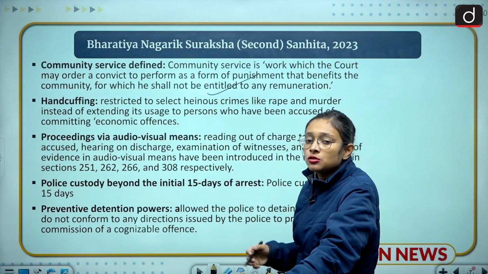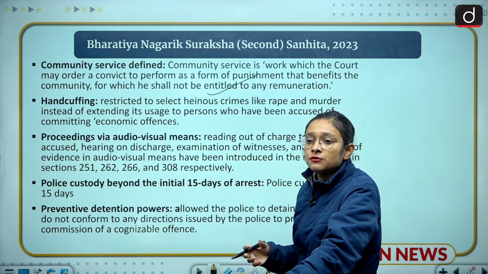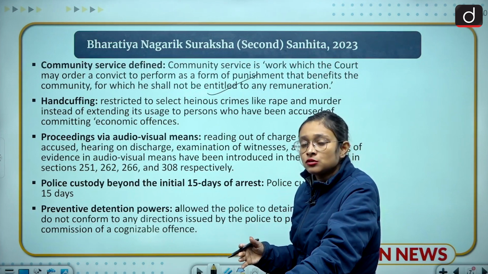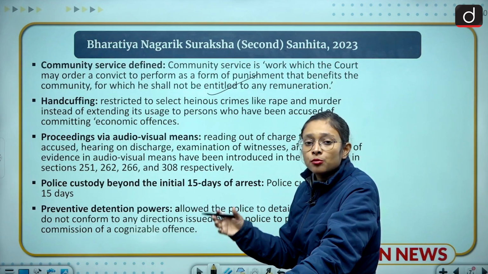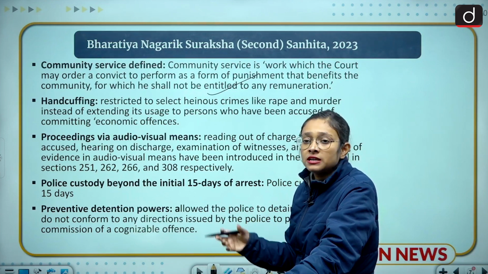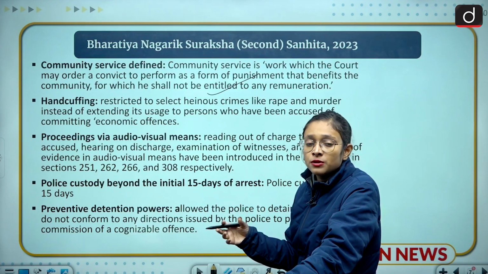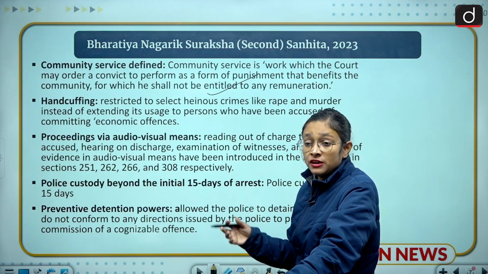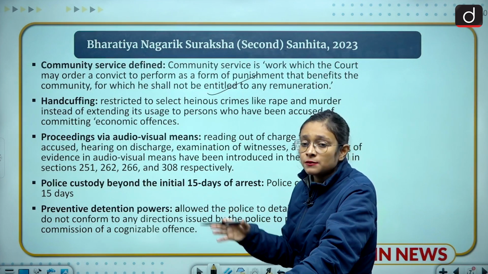And handcuffing also. Earlier we have seen handcuffing for the protection of police and the protection of civilians for a particular kind of person. But right now we have seen that many persons who have not committed any physical crime, like rape or murder, are also handcuffed if they have committed economic forgery. But right now the recommendation says that if any person has committed economic forgery or economic offenses, there is no provision of handcuffing those persons. If any person has committed a heinous or serious crime, like rape and murder, that person will be handcuffed.